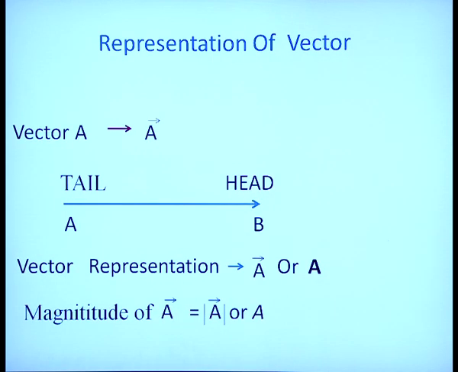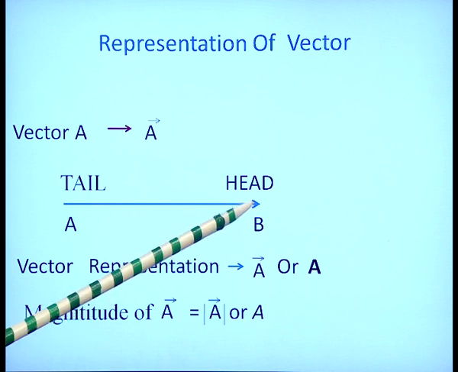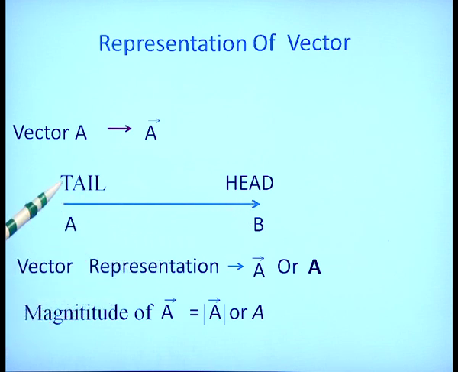When we represent a vector, we represent it as a line, as you can see on the screen. A vector A is represented by a line with an arrow. The initial point of A is known as the tail and the final point is known as the head or tip. Also, we represent the vector as an English alphabet with an arrow above it. The vector A is represented by A with an arrow above it.